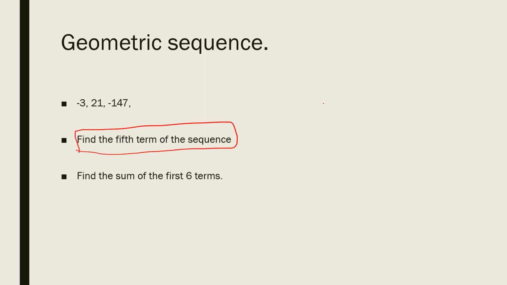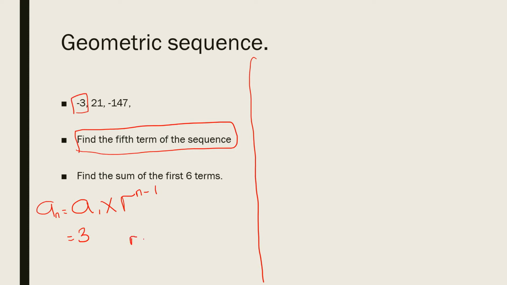Okay, so what's the formula for finding the nth term? Let's bring that one out. That's an equals a1 times r to the power n minus 1. So what's our a1? Our a1 is minus 3. That's our first term. And what's our r? Our common ratio? We can simply say a2 divided by a1, which is 21 divided by minus 3, which is minus 7.